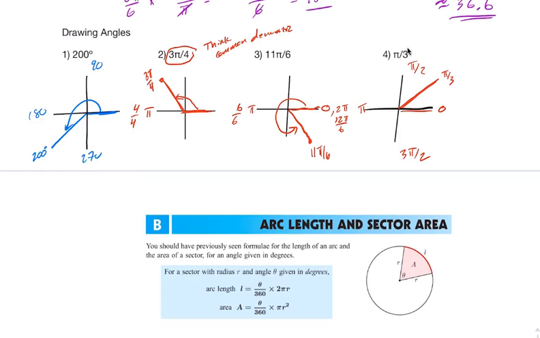So the angle from here to here. Again, these are all just estimates of the angle. The main thing is you get the right quadrant. That's the idea.